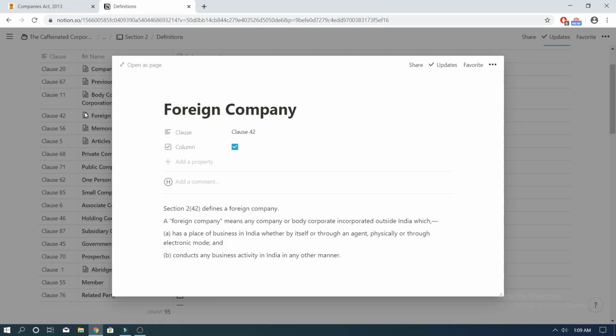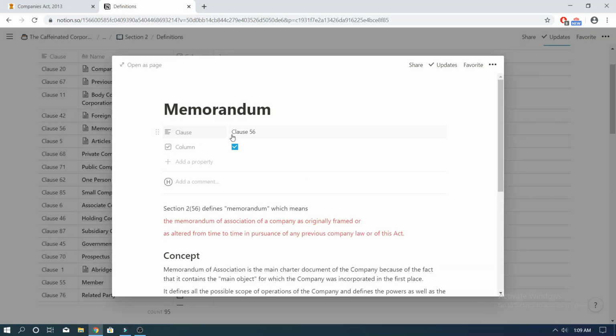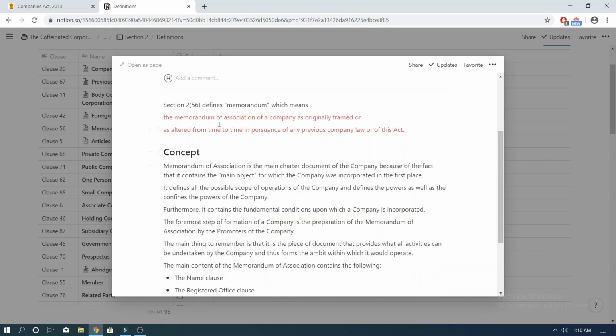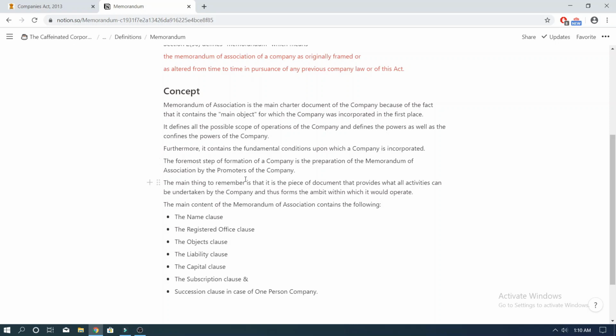Next up is the definition of Memorandum of Association. Section 2, Clause 56 of the Companies Act 2013 defines memorandum, which means the memorandum of association of a company as originally framed or as altered from time to time in pursuance of any previous company law or of this act. Now, very little can be understood from the definition as provided by the act.